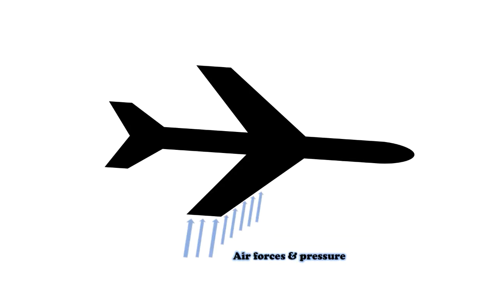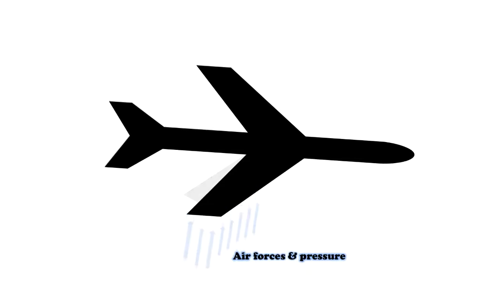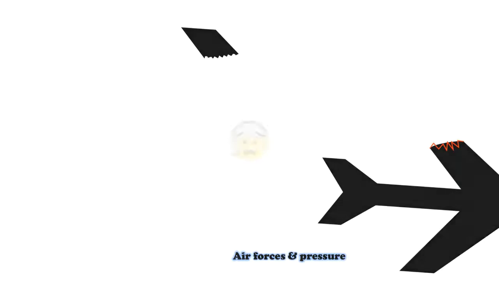When we apply air forces and pressure from below, we can see how wing A bends and goes back to its position. And if we look at wing B, it breaks. This tells us that material A can absorb more energy than B.